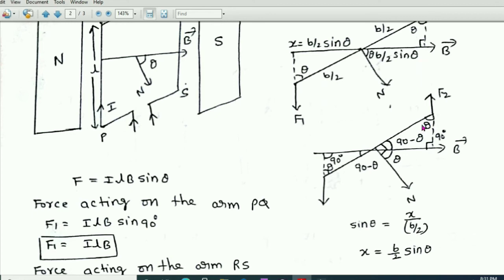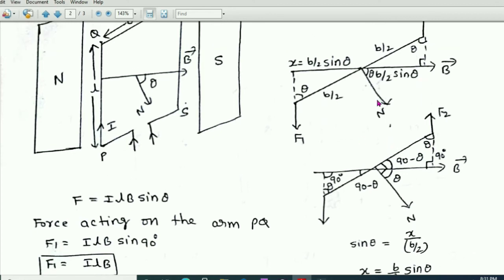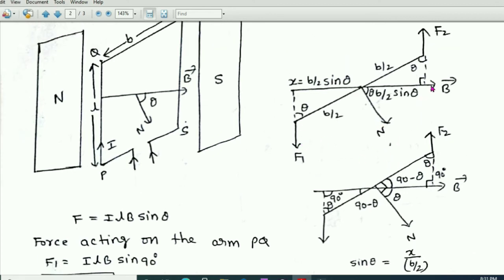At this point it is theta. That means the perpendicular distance between the two forces F1 and F2. So this is the perpendicular distance. Now let us consider half of the perpendicular distance as x. Now this is the angle theta. According to this, we have taken this angle as theta.